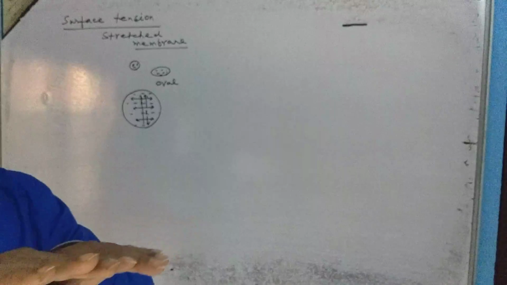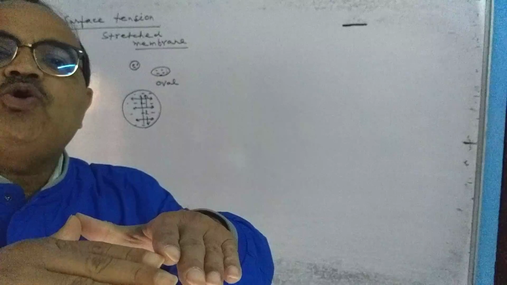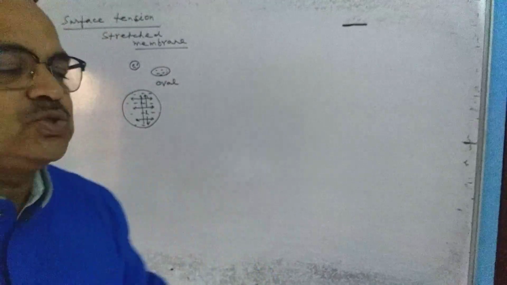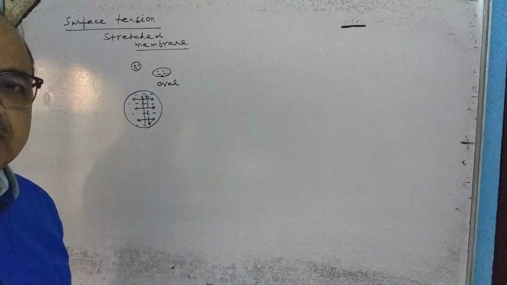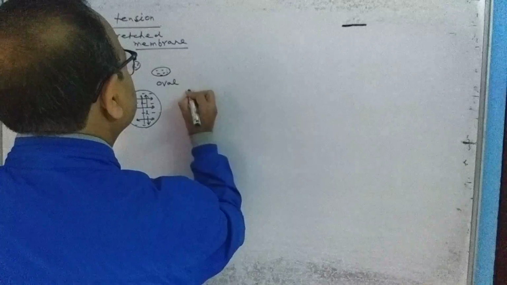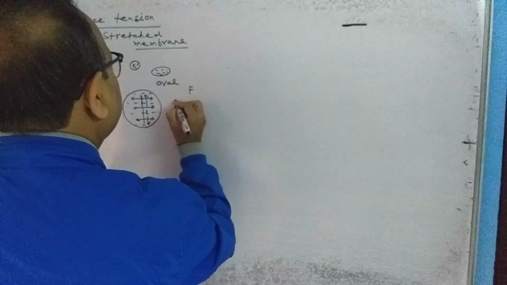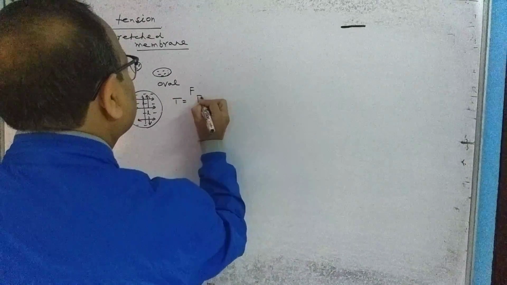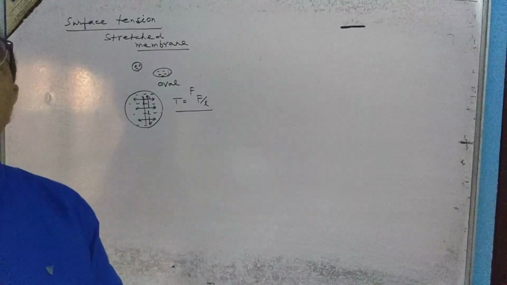See, so that it will try to shrink the surface. It will be trying to occupy the minimum possible area. So forces are acting on both the sides of the line. It's an imaginary case. This line is an imaginary line of length L. And suppose the total force which is acting on both the sides of this line is F. Then the surface tension I can say T is equal to F by L.